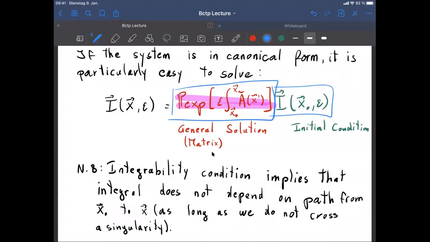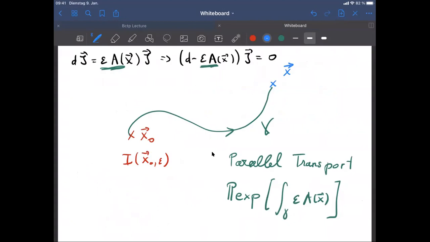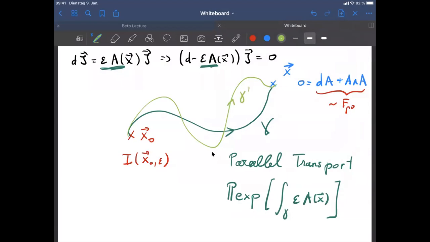And what was the integrability condition? The integrability condition was that I need to satisfy dA minus A wedge A, I think I made a sign mistake for the minus sign, should be something like this, equal to 0. This we said in gauge theory would be the field strength. So field strength is 0, curvature is 0, space is flat. And if space is flat, then parallel transport doesn't depend on the choice of paths, because I could also have chosen this path, could have chosen another path. So the integrability condition, the fact that the space is flat, ensures that I can choose whatever path I like.